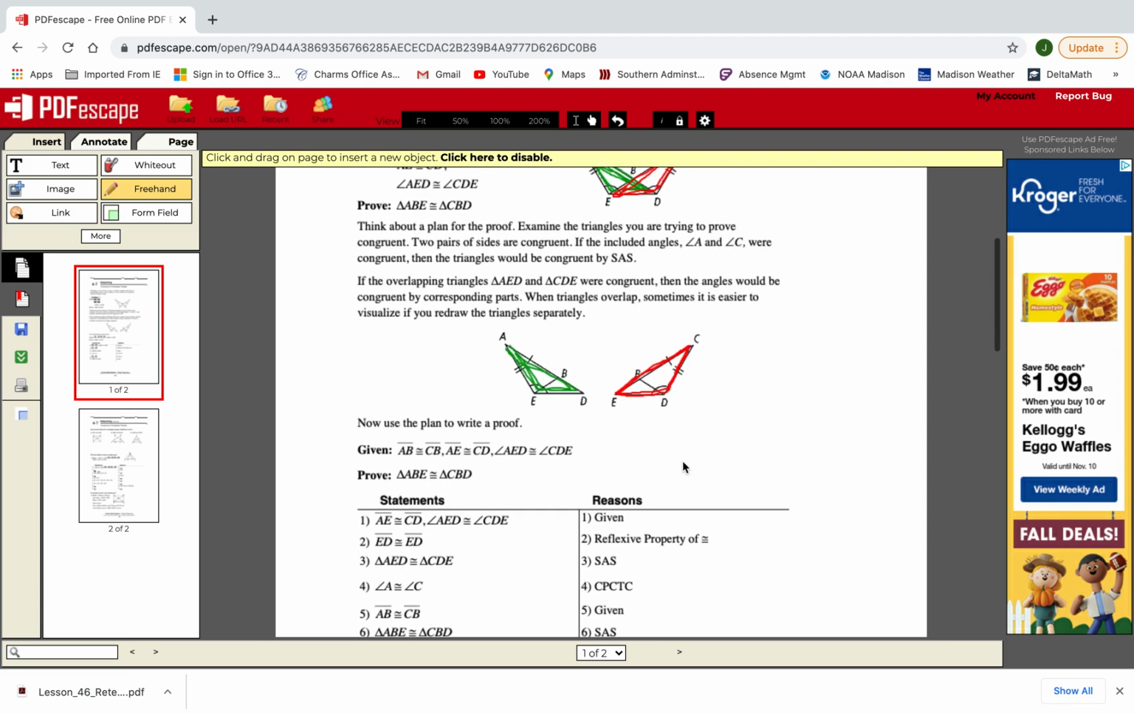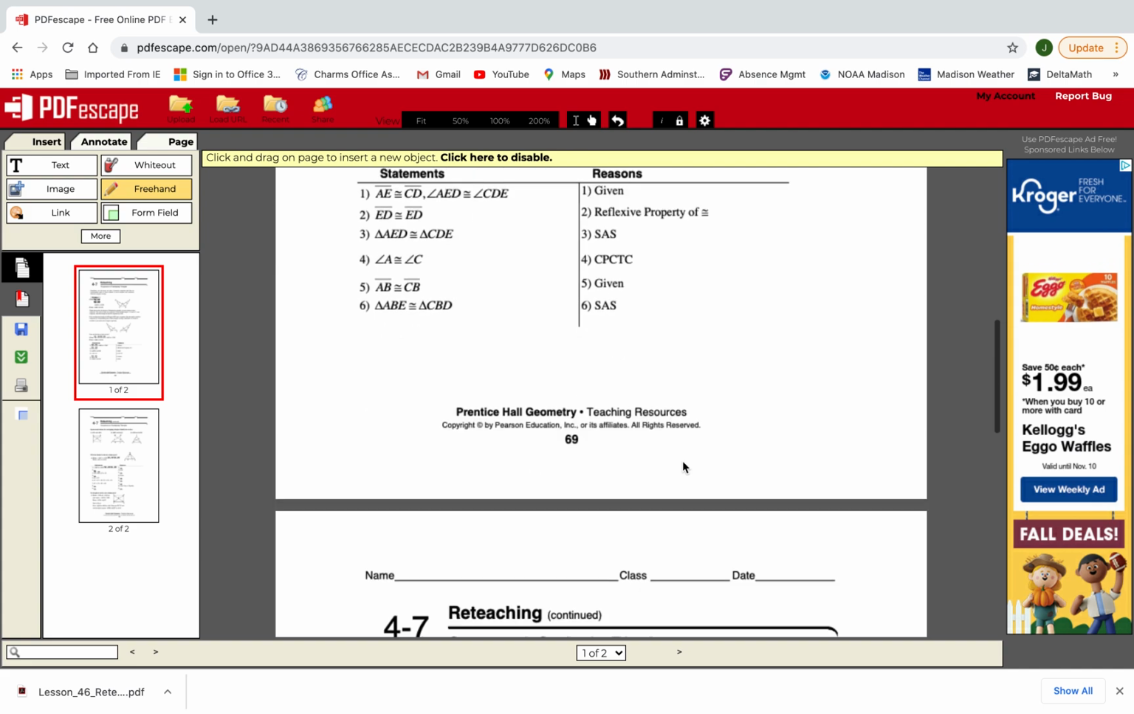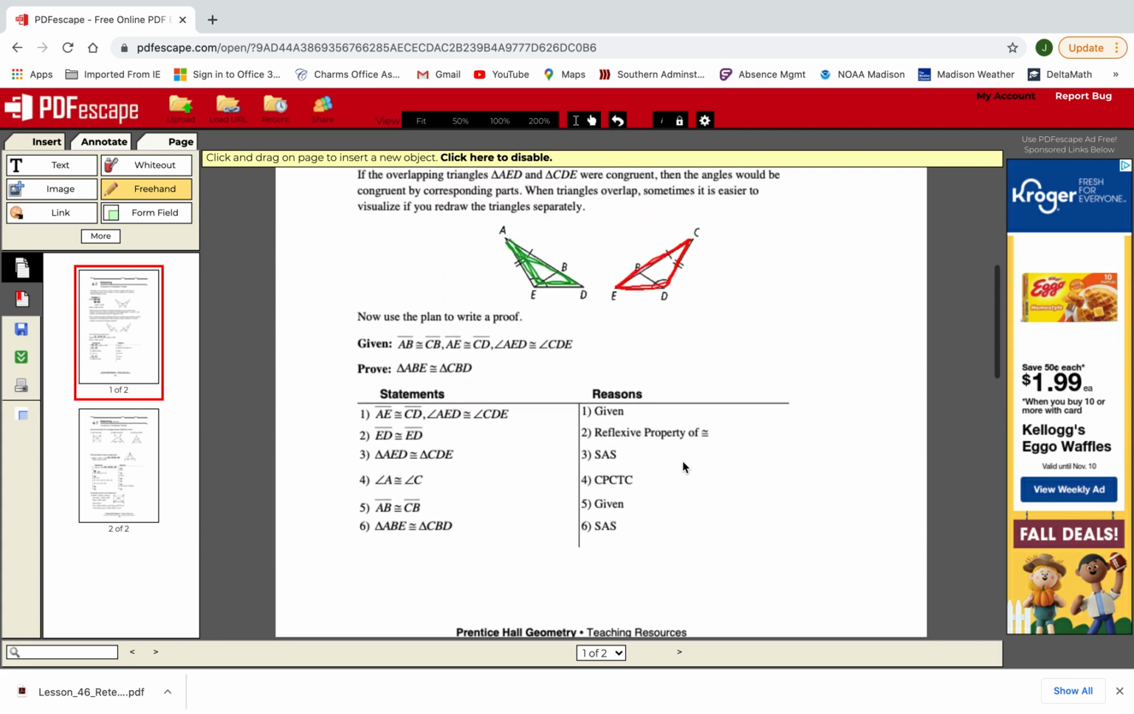Okay, so let's look at, not the proof, but, by the way, we talked about CPCTC earlier. In this proof here, it shows that we had proven that triangle AED was congruent to triangle CDE. After that, we can say, okay, so then corresponding parts of congruent triangles are congruent, so I can state that angle A is congruent to angle C. So there's a good example of using CPCTC.